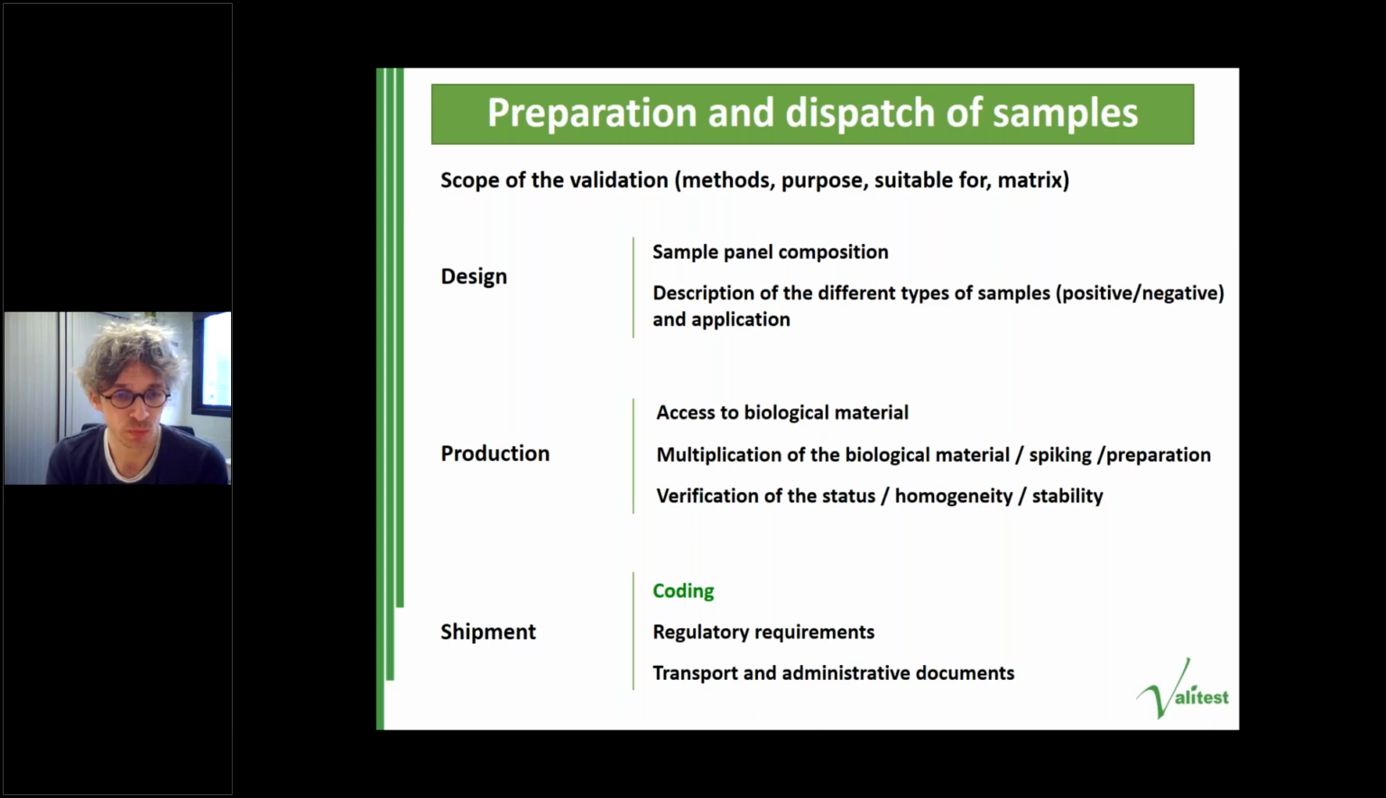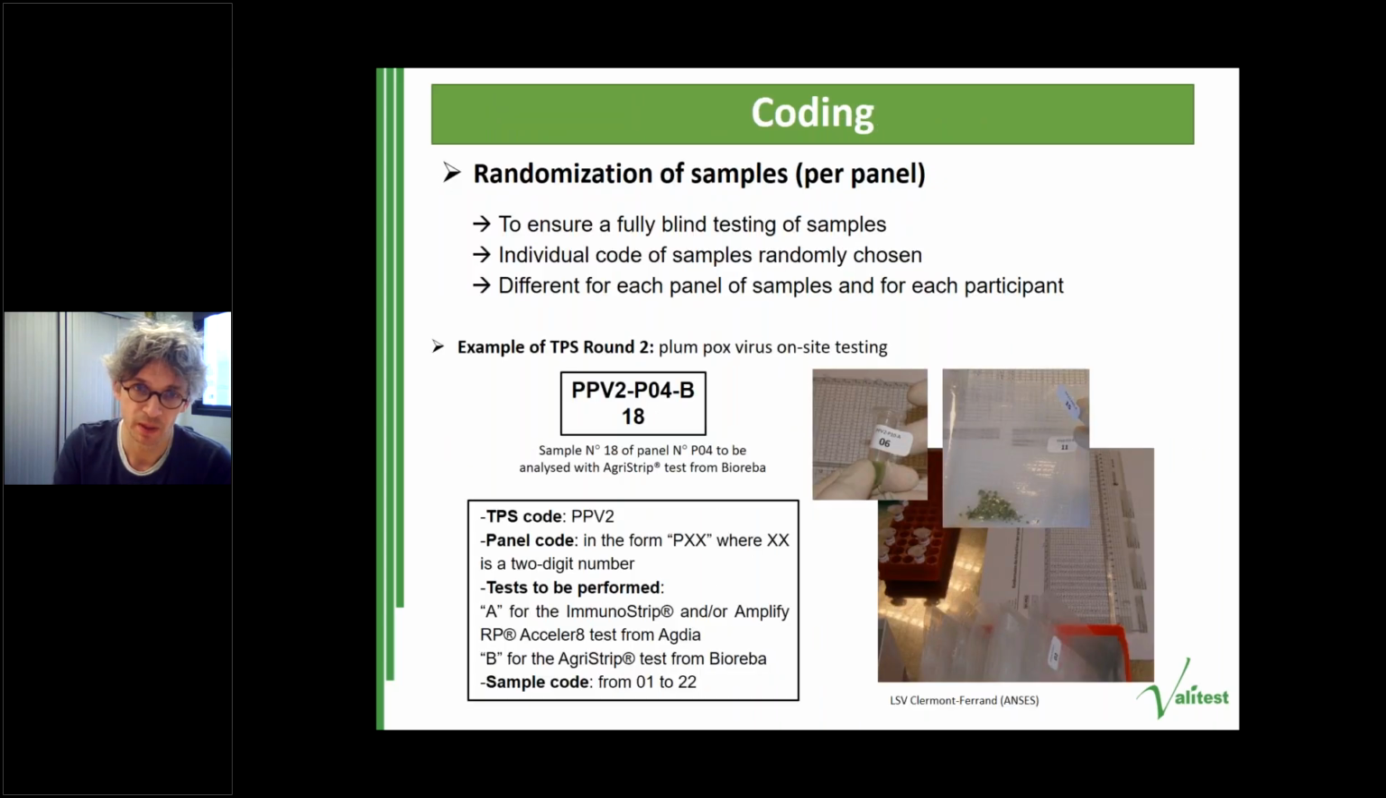We can now move to the shipment and first of all the coding of the samples. So of course you want to randomize your samples. You want to do it to ensure a fully blind testing of the samples. You need individual codes of samples randomly chosen. You need to choose different names, different identifications for each panel and for each participant.